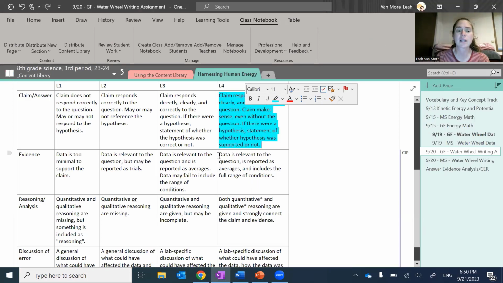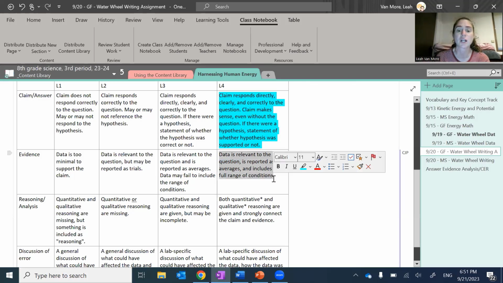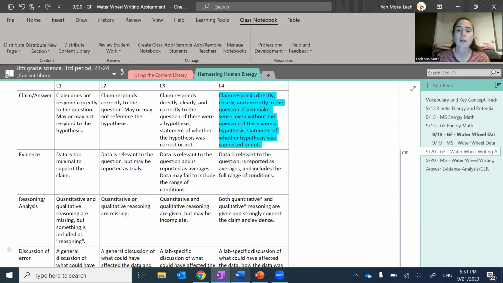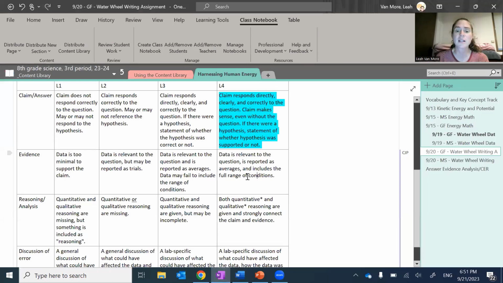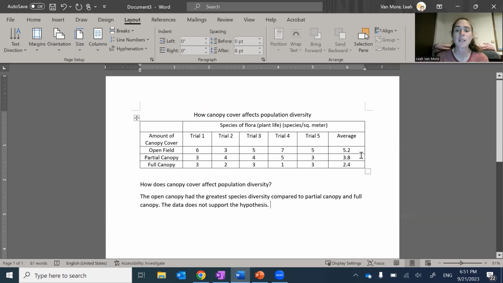Now I see the next thing is the evidence, and it says data is relevant to the question, is reported as averages, and includes the full range of conditions. So I'm going to go back here and look at my averages. I know I want to report the averages. And when it says it includes the full range of conditions, what that means is I want to give data for where it was the greatest species diversity, but I also want to give the full range. The lowest was the full canopy.